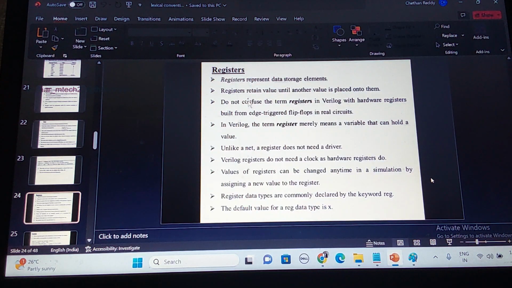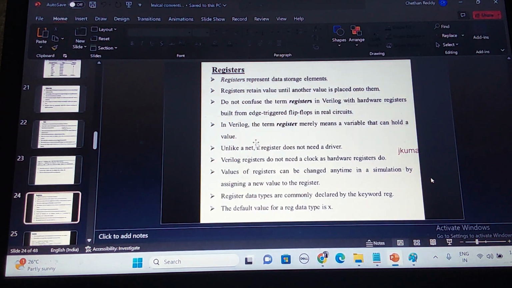You understand? So in Verilog, the term register merely means a variable that can hold a value. From the Verilog perspective, if you are talking about a register or a reg, it is nothing but a variable which is used to store a value. Correct? If you are not declaring a vector for the reg, what is the default size of that reg? If I am writing reg A, it is nothing but a scalar. Reg [2:0] A is a vector with what width? 2 down to 0 means what?